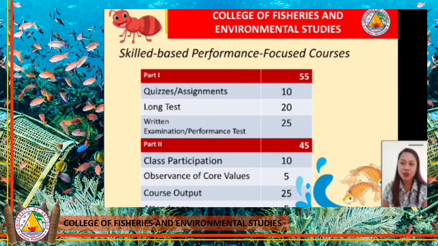Okay, for part 2, which has a total of 45%, this is composed of class participation, which is 10%, the observance of core values, which is 5%, your course output required by your teacher, instructor, or professor, that is 25% of your grade, and attendance, which is 5%. So that is the grading system for skill-based performance-focused courses.